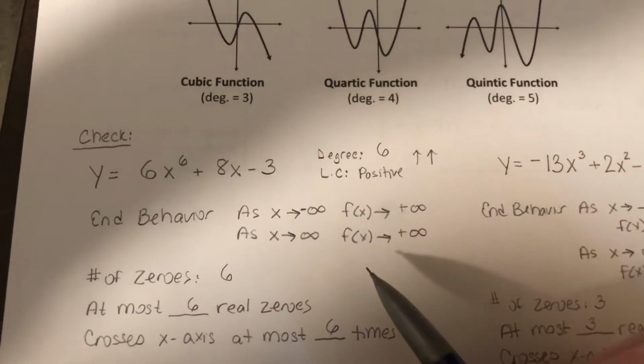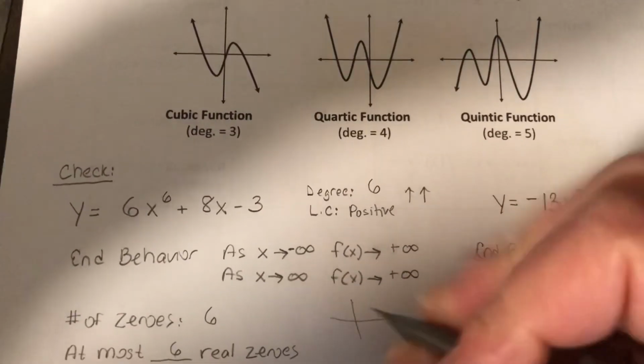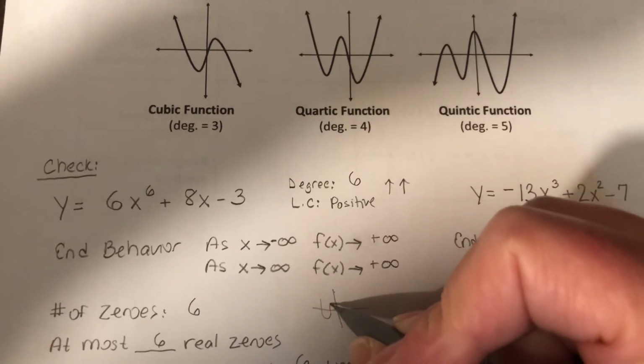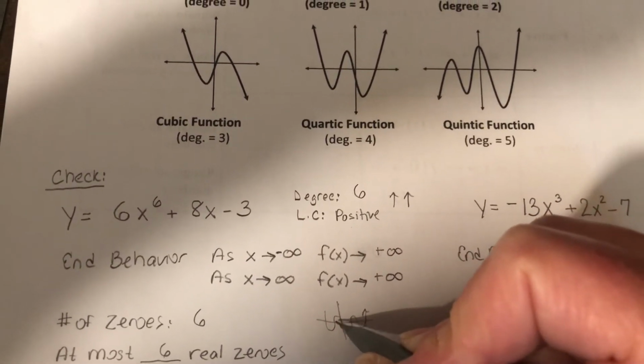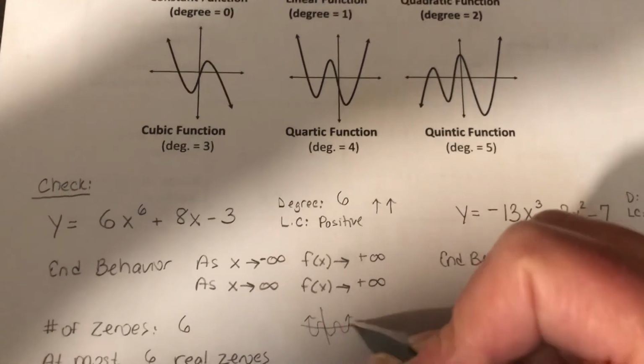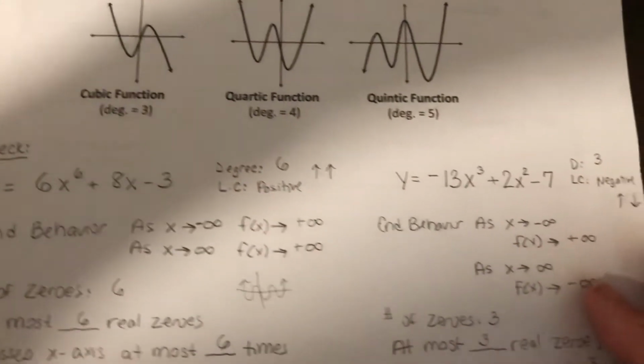So if I wanted to make a sketch, I know it would start up and it would go crossing that x-axis. Let me just make a quick sketch. 1, 2, 3, 4, 5, 6 times. Is that the correct sketch? Probably not. I just made a really general sketch there.